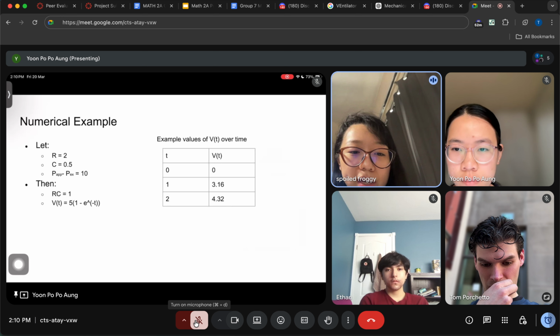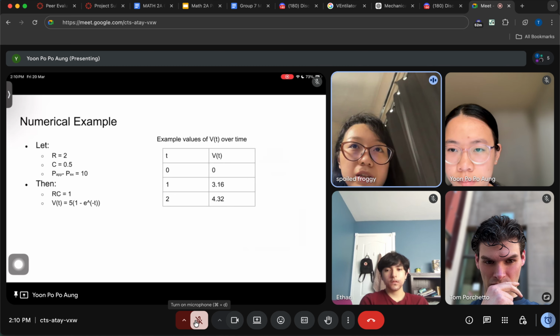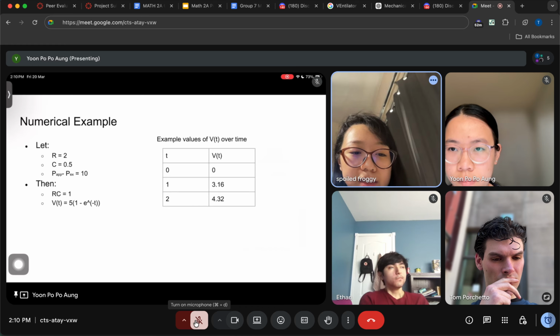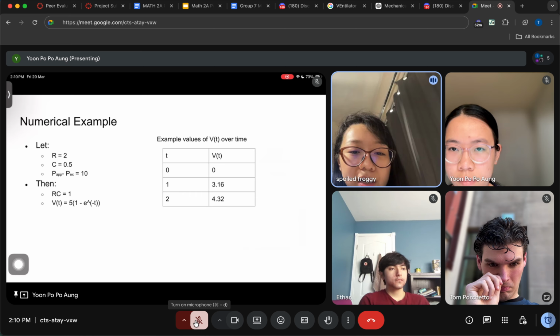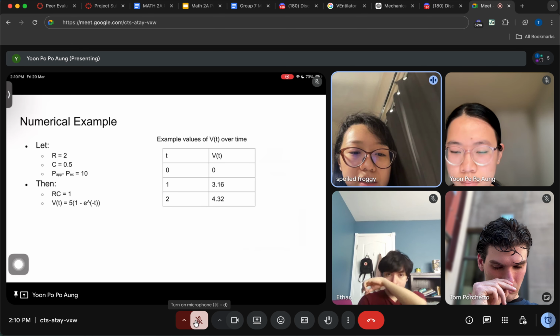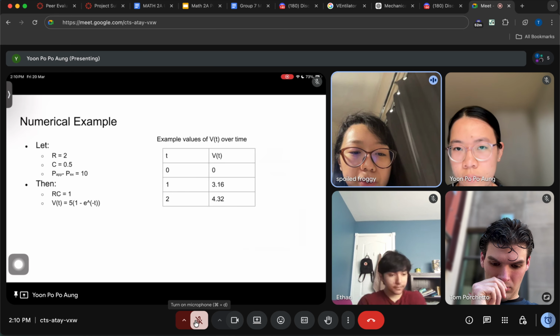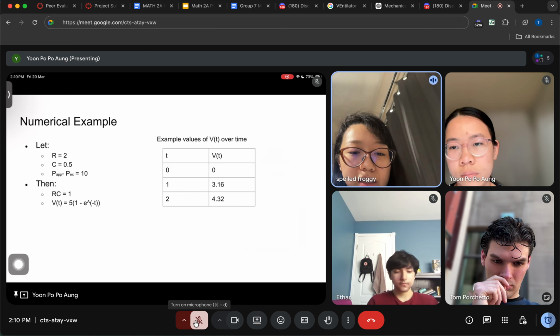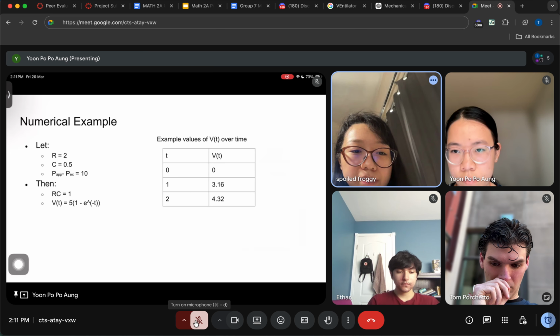At time 1, it increased to about 3.16. At time 2, it reaches about 4.32. This shows the lung fills quickly at the beginning and then slows down as it approaches its maximum volume.